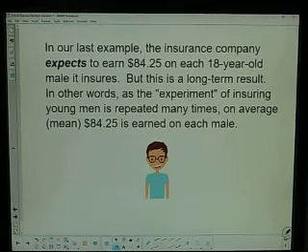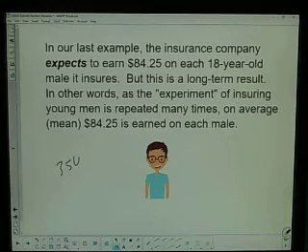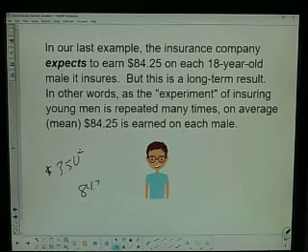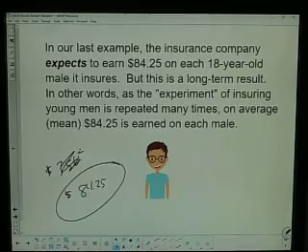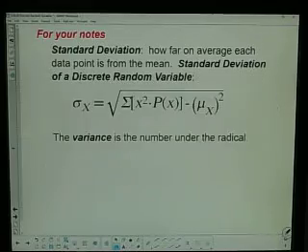Few of them are going to pass away, and it's going to average out so that on average, they brought in $350. You might say, well, that's a lot of money they're bringing in on each of those young men. That's right, but they're only earning $84.25 because the few that pass away are going to eat all that money up. But they're still going to be left with a profit of $84.25 on average for each male.